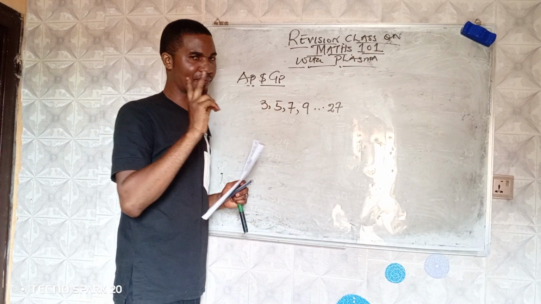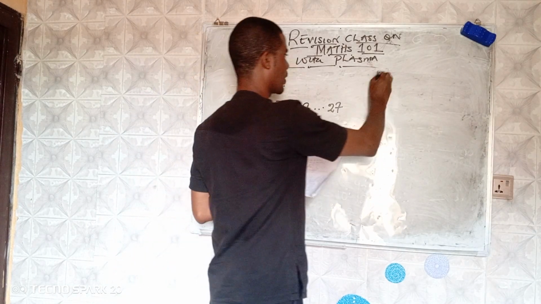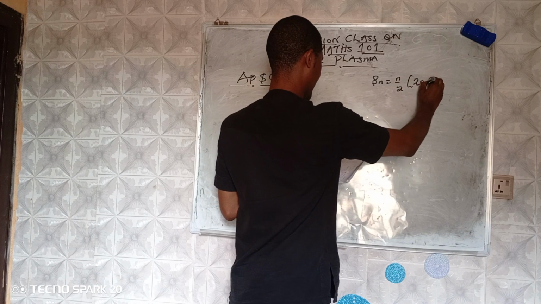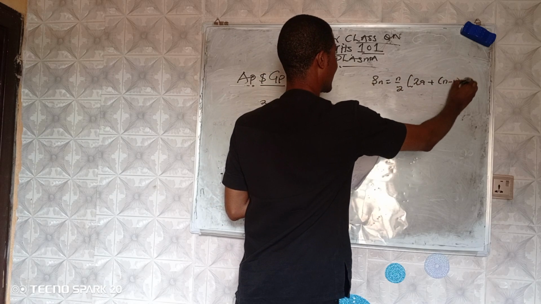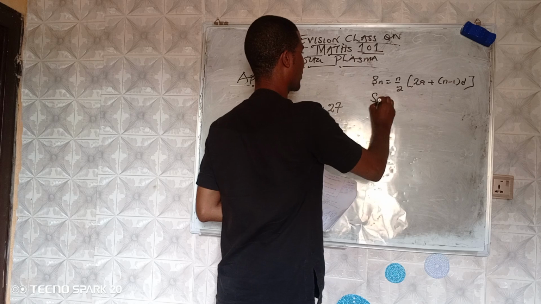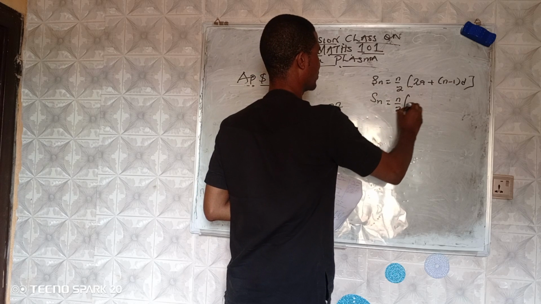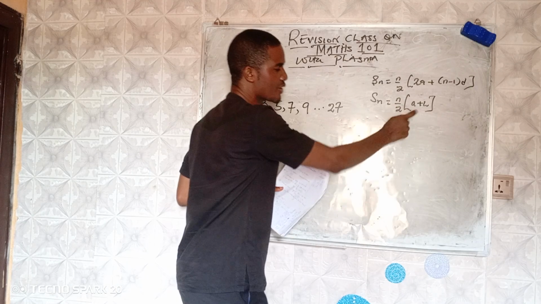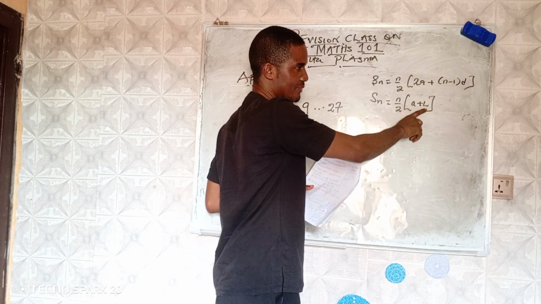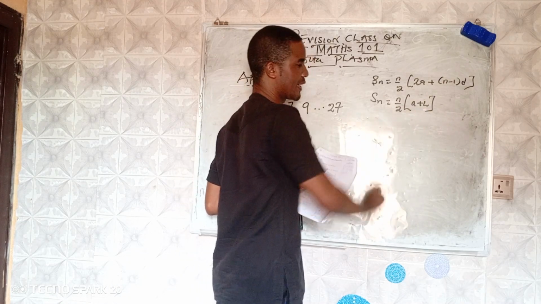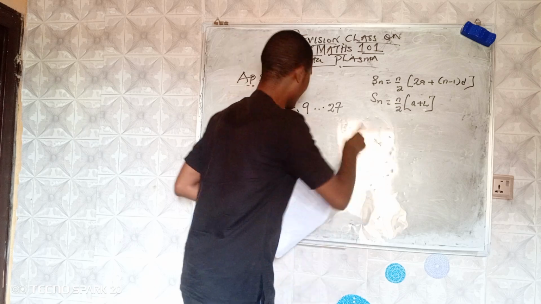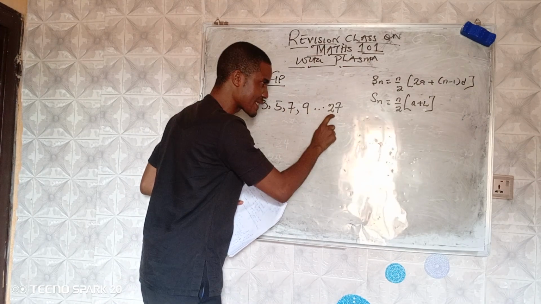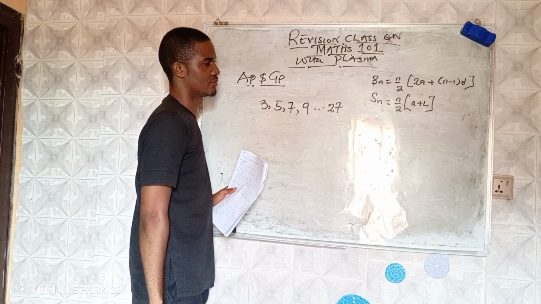Remember, we have two formulas for finding the sum. The first one is Sn equals n over 2 into (2a plus (n minus 1)d). And another one is Sn equals n over 2 into (a plus l). We use this one when we have the last term. This one becomes very important to use. Now, when do you know you have the last term? Look at this sequence, you have the last term. The last term here is 27.